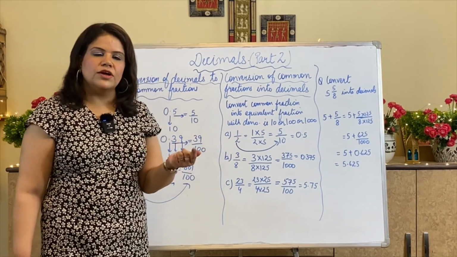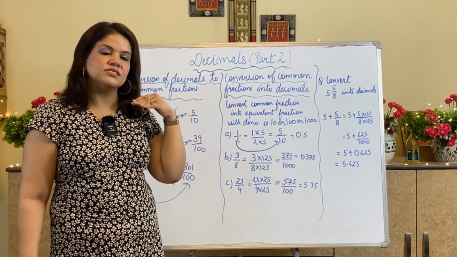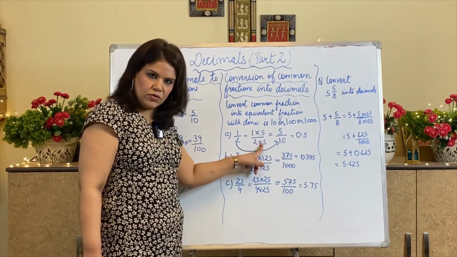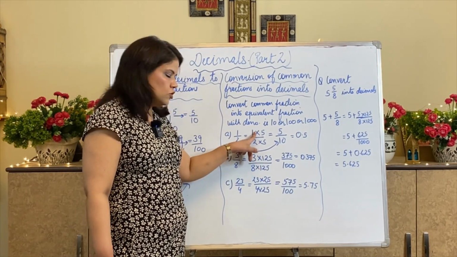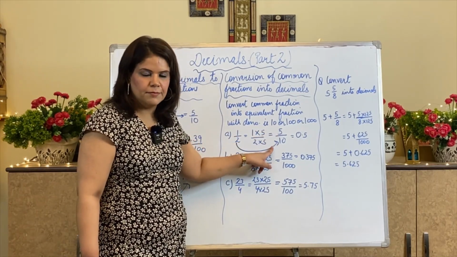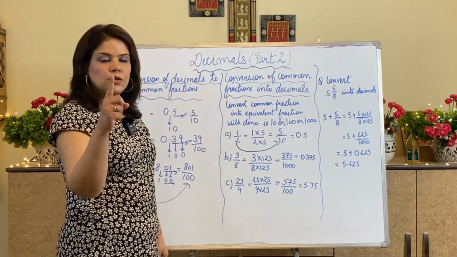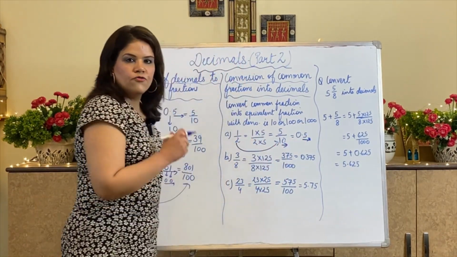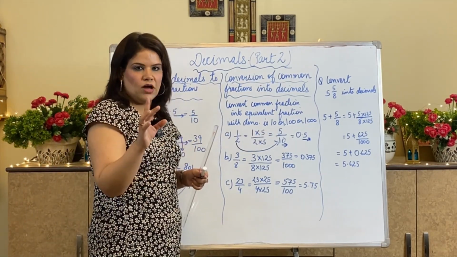So I told you about equivalent fractions. For equivalent fractions we multiply the numerator and denominator with the same number. Since I need 10 in the denominator, to get 10 I need to multiply by 5 in the denominator. If I am multiplying the denominator with 5, I need to multiply the numerator as well. So the new fraction has become 5 by 10. Now in 5 by 10, since I have 1 zero, the decimal place will be 1. After the decimal there should be only 1 decimal place because there is 1 zero.